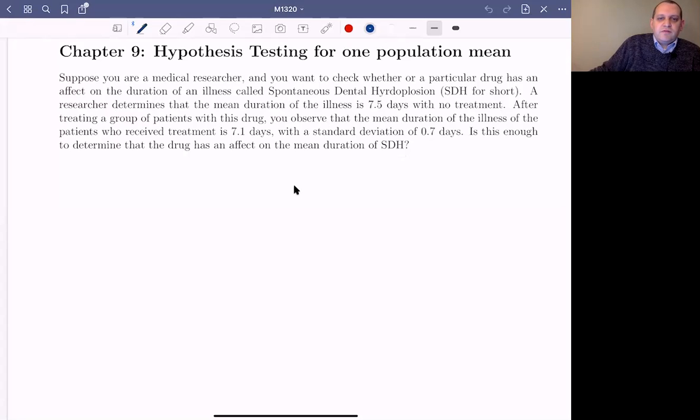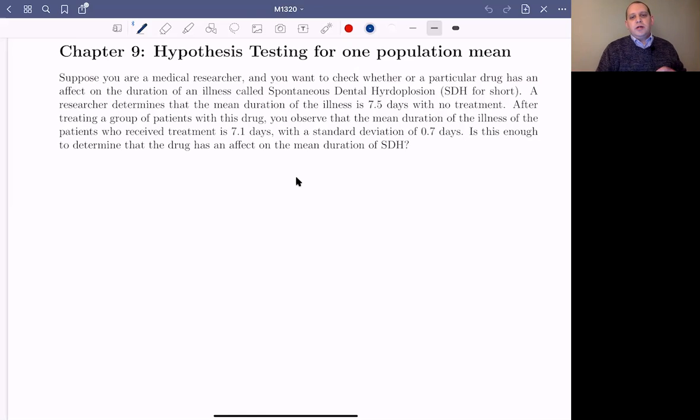A researcher finds that the mean duration of SDH is 7.5 days if the patient receives no treatment, if the drug is not offered. And then there's a treatment group, a group that gets the drug, and they find that the mean duration of the illness for that group is 7.1 days, with a sample standard deviation of 0.7 days. And so what we want to know is, is this enough? Is this information enough to determine that the drug has an effect on the mean duration of the illness?